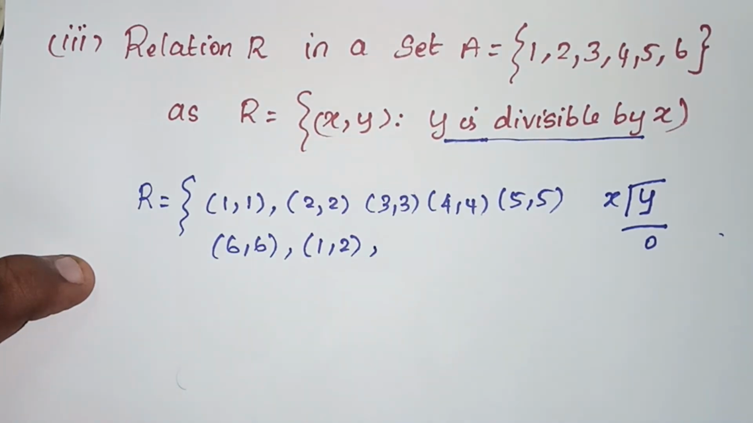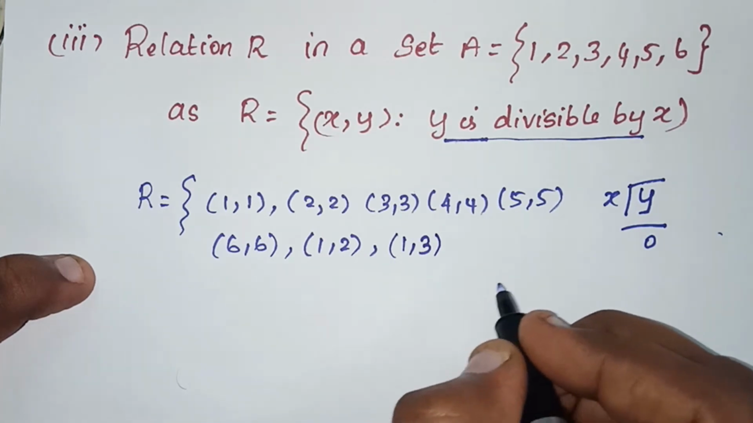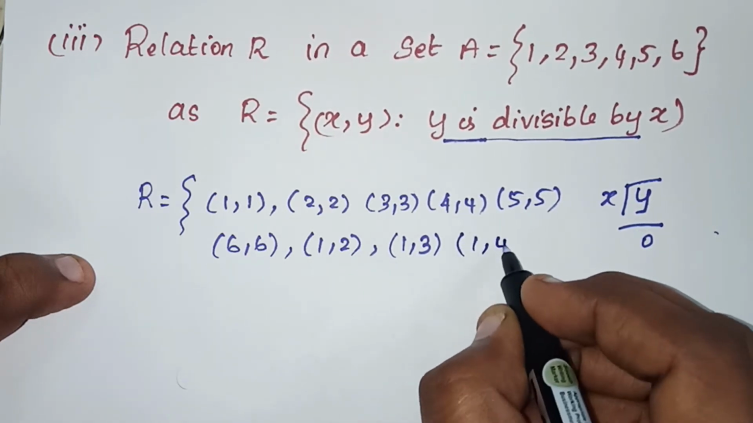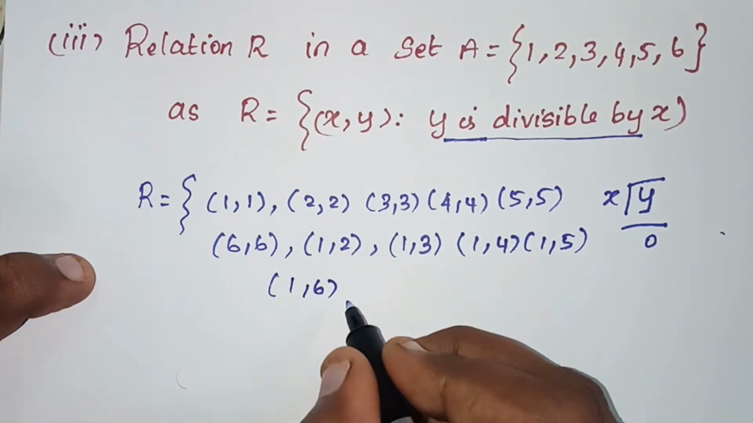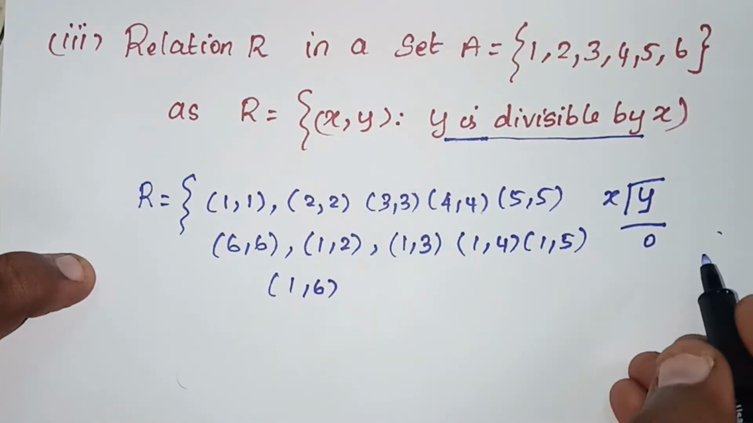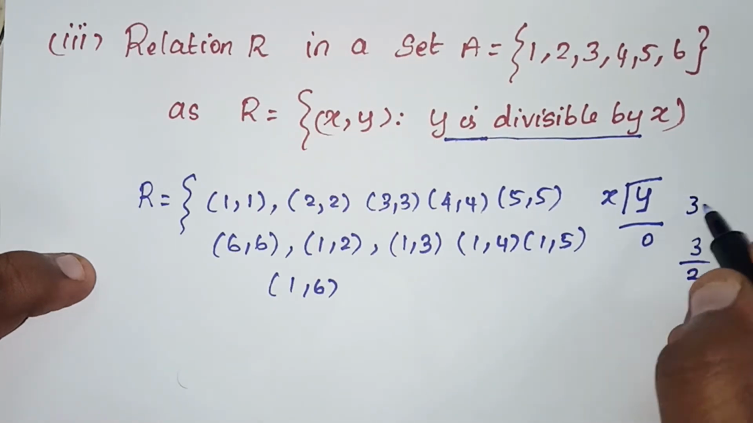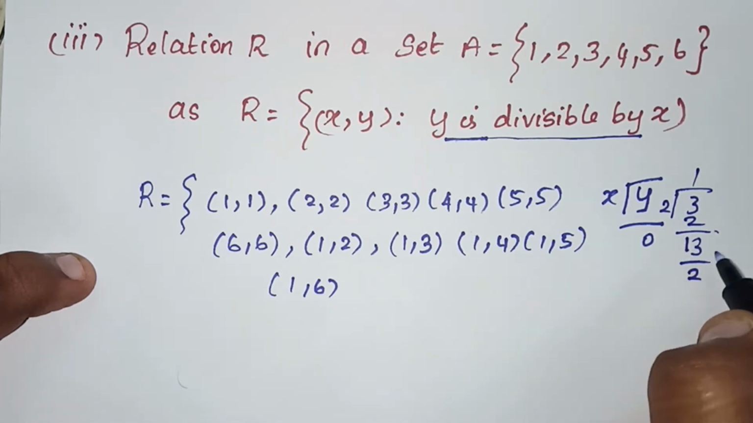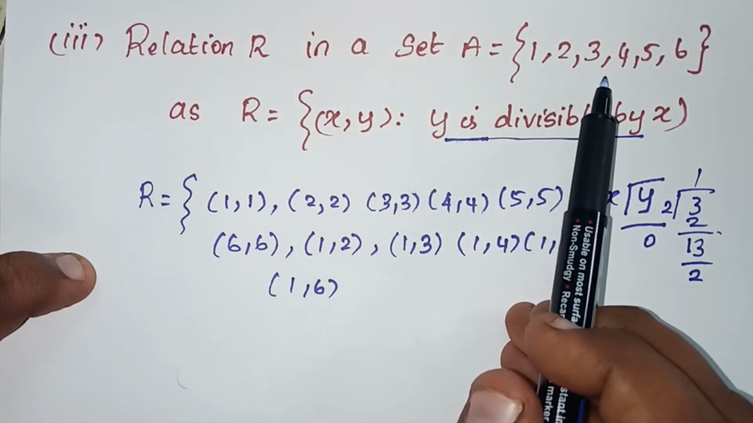Next, 1 comma 3. 3 is divisible by 1. 3 by 1 is equal to 3. There is no remainder. Right. So, 1 comma 3, 1 comma 4, 1 comma 5 and 1 comma 6. Next we need to pair 2 with all elements. So 2 comma 3. Is 3 divisible by 2? No, it is not completely divisible, right? 3 divided by 2 gives 1, and the remainder is 1. So we need not take this pair, 2 comma 3.